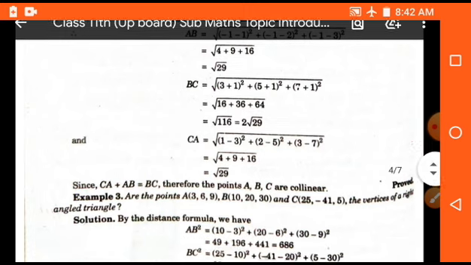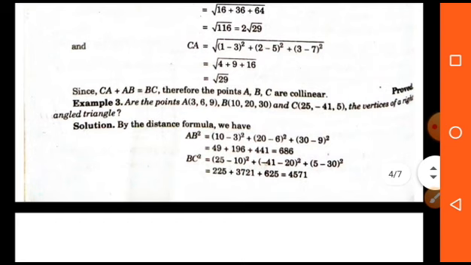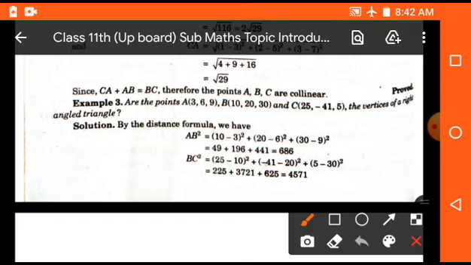Now see another example. Are these points the vertices of a right angle triangle? Here we have to show whether these points form a right angle triangle, and we know the property of a right angle triangle: the square of the hypotenuse will be equal to the sum of the squares of base and perpendicular. So here we have to find the distances between these points.